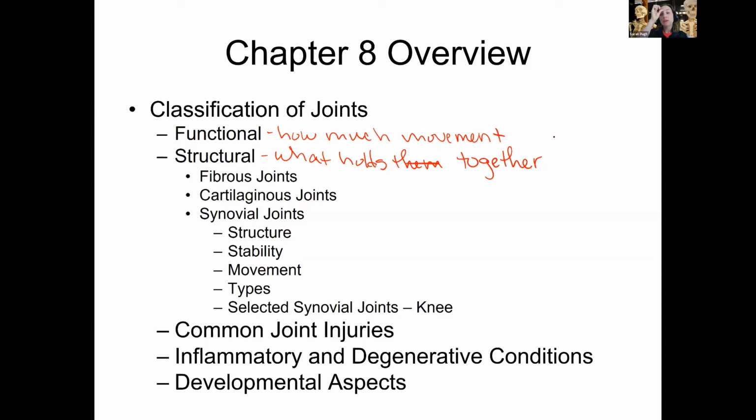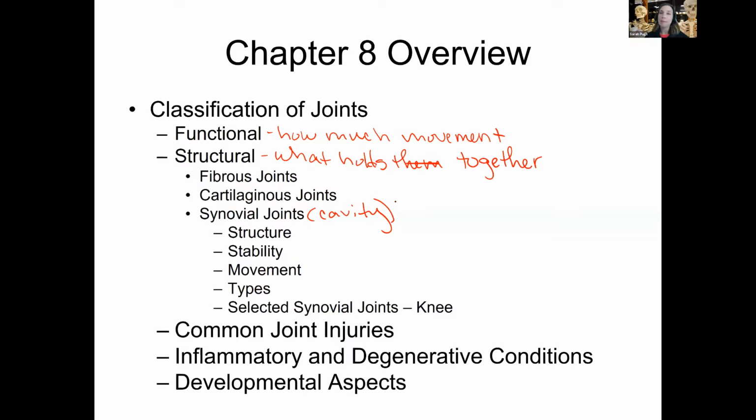And then in terms of the structural classification, we're going to walk through 3 of them. So we have joints that are called fibrous joints. They are held together with fibrous tissue. We have joints called cartilaginous joints, where there's cartilage between them. And then we also have a type of joint called a synovial joint. A synovial joint has a cavity. And these are actually the most common joints in the body.